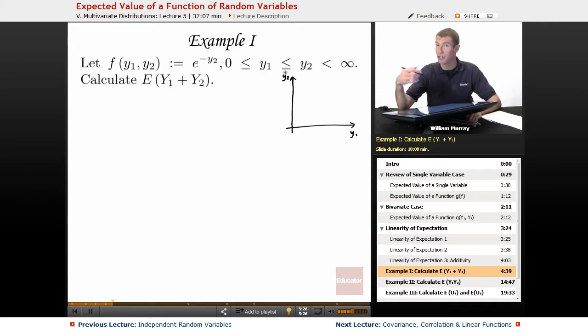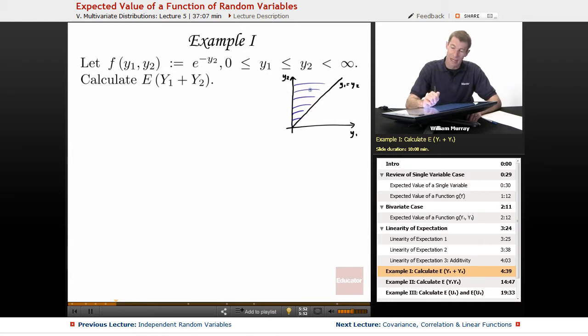If you were x and y, it'd just be the line y equals x. So that's that diagonal line right there. That's the line y1 equals y2. And what we want to look at is the region where y2 is bigger than y1. So that's the region above that line. Let me go ahead and color that in. So there's that region right there.